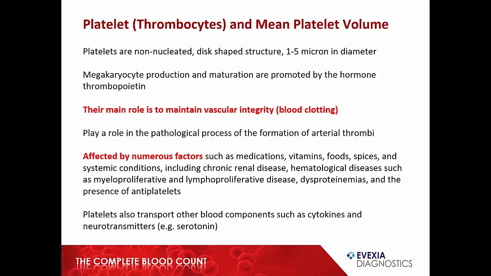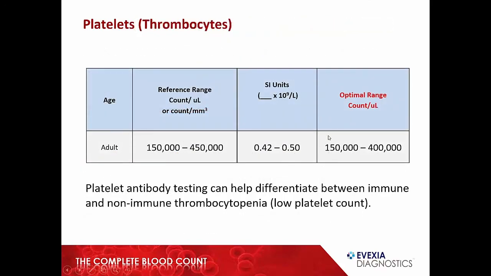So the main role of the platelets, as you know, is to maintain that vascular integrity by forming clots whenever necessary. And like I said earlier, the lifespan of a platelet is about 7 to 10 days, and their function can be affected by many things: medications, certain vitamins, certain foods, spices, systemic conditions, renal conditions, and other hematological conditions. So you need to keep those in mind. Remember that platelets also transport other components of the blood, such as cytokines and neurotransmitters, in particular serotonin. Now this slide shows the reference range and optimal range for the platelet.